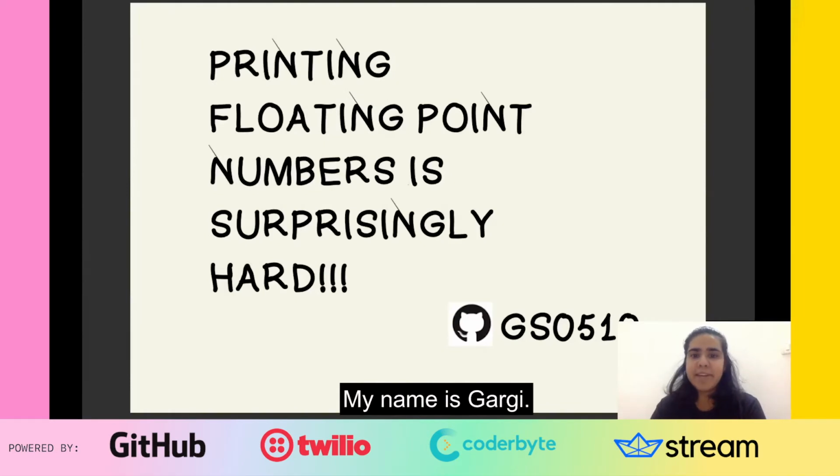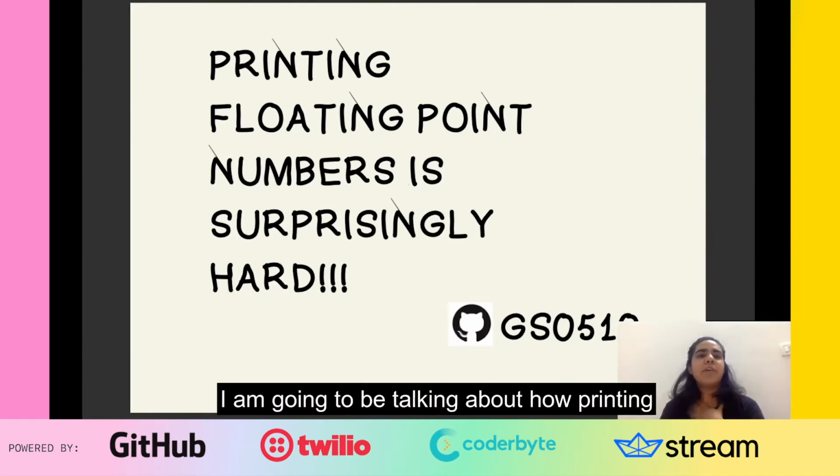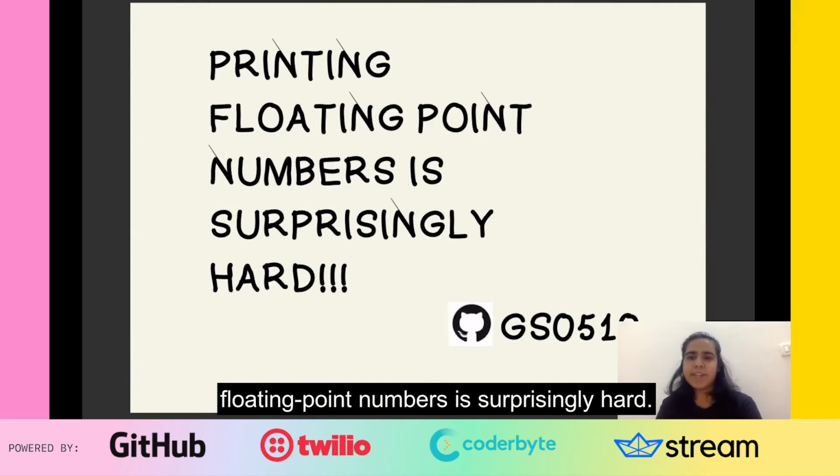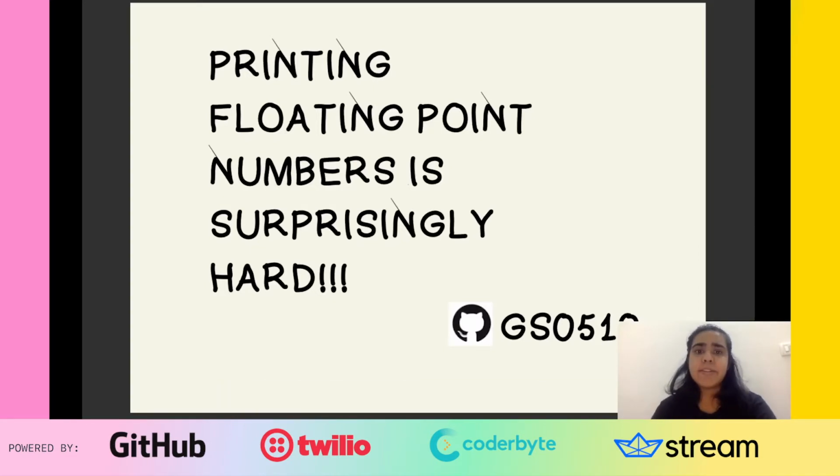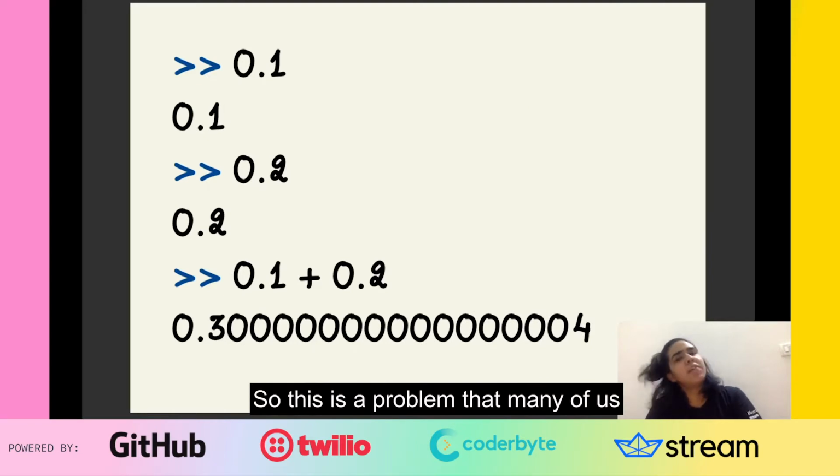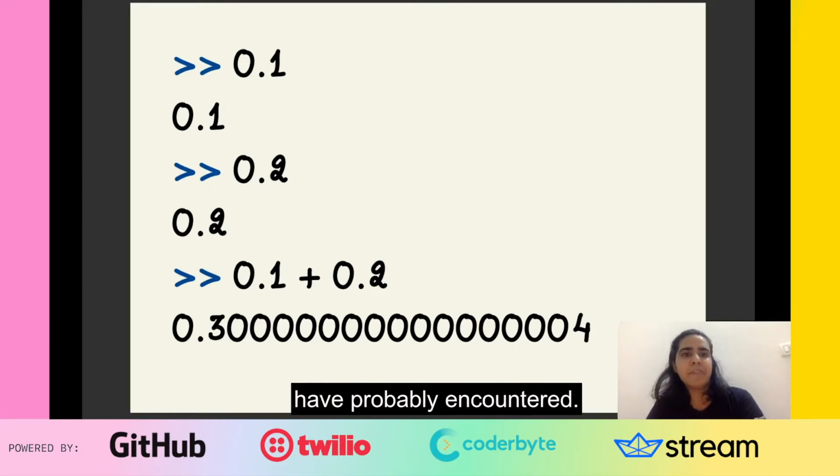Hello everyone, my name is Gargi and I'm going to be talking about how printing floating point numbers is surprisingly hard. So this is a problem that many of us have probably encountered.